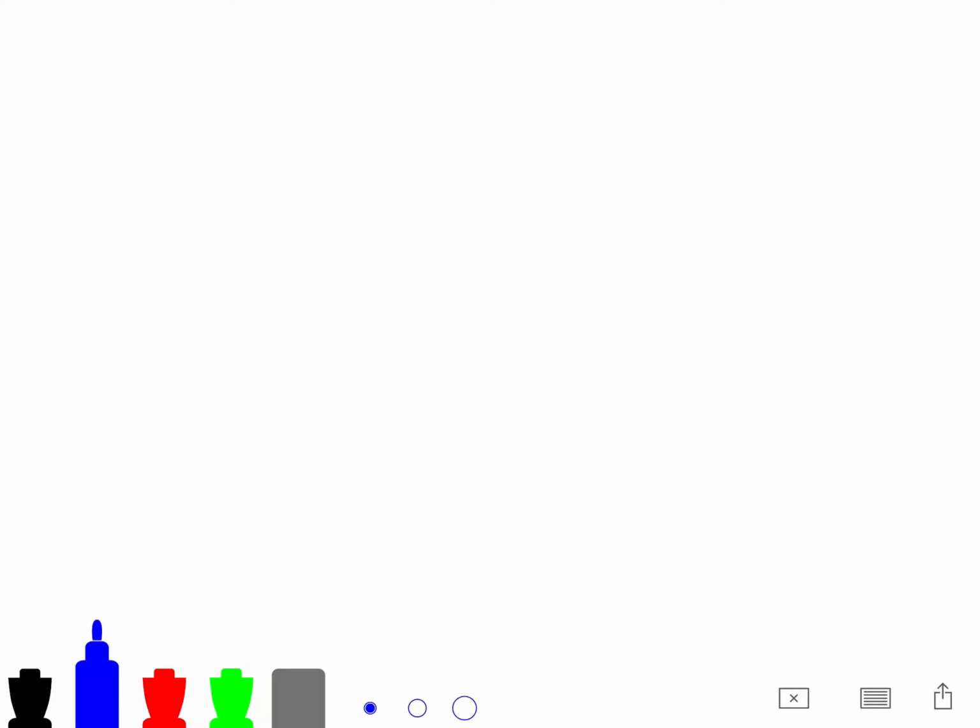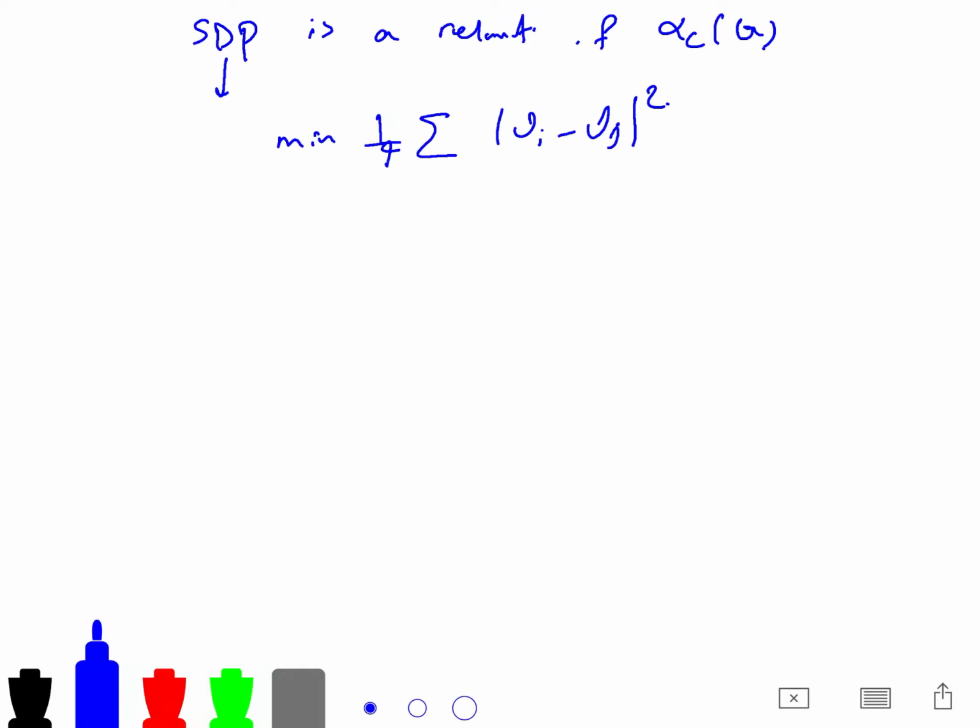So now I want to show you the following SDP. This SDP is a relaxation of alpha C of G, and is scaled by Cn. So we want to minimize the sum of vi minus vj squared. Remember, in MaxCut, we wanted to maximize this, but now we want to minimize this. So for any i, we know that it should be length 1, and it should satisfy the triangle inequality, as I said.